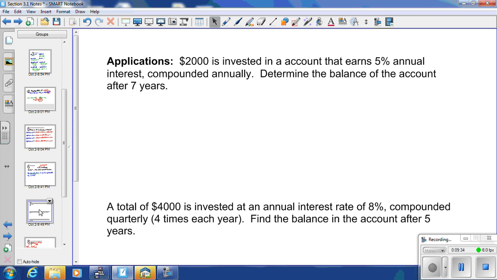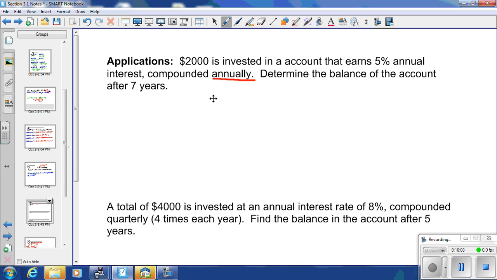So here's some applications for the stuff that I've been showing you here. And again, I hope you've seen some of this before. First off, we have a problem where $2,000 gets thrown into an account. It's going to earn 5% annual interest. That means once a year we're going to add 5% because it's compounded annually. Annually meaning once a year. So at the end of your first year, you get 5% added on to 2,000. That becomes a bigger number. At the end of that next year, that new number gets increased by 5% again, and it keeps on going.